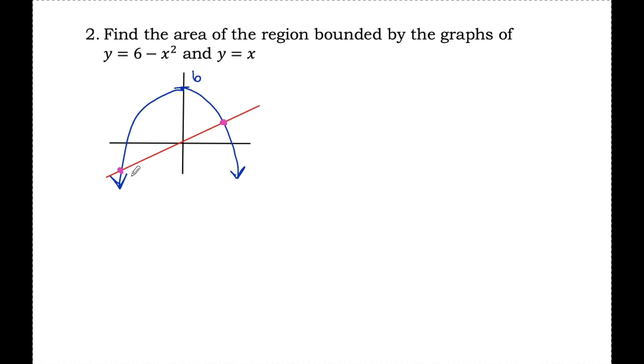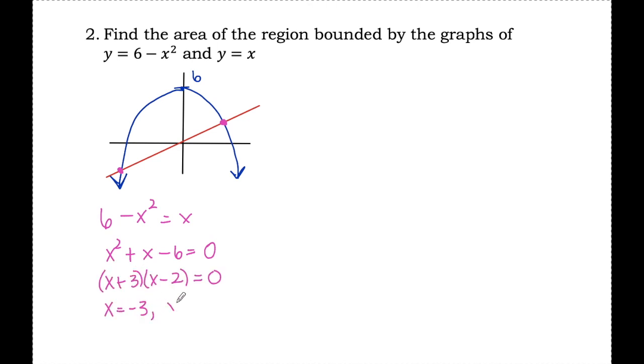In order to find these two points, I'm just going to have to set these two curves equal to each other so that I can solve for these x values of intersection. So I can say 6 minus x squared equals x. I end up with x squared plus x minus 6. I can factor that out. And I know that those x intersections are now x equals -3 and x equals 2. So this x value -3, this x value +2.